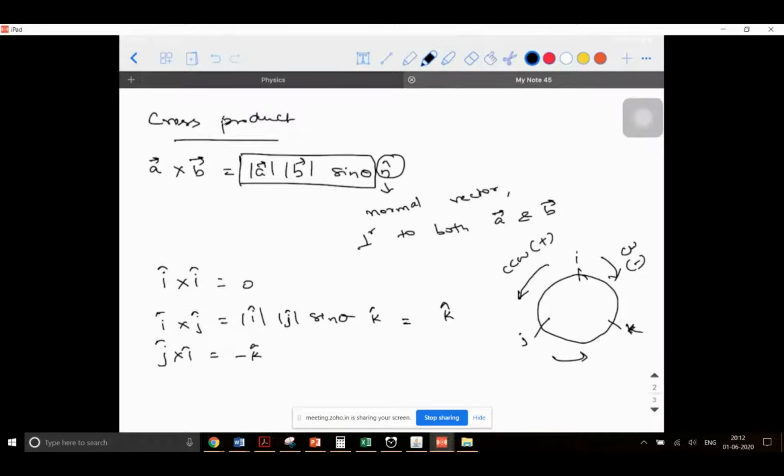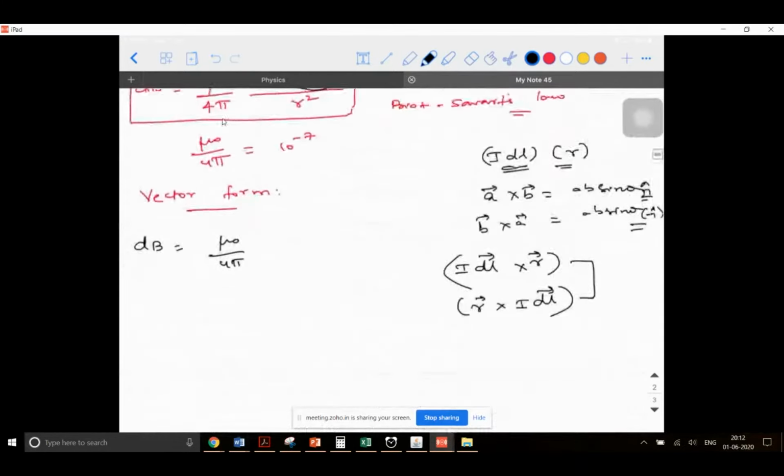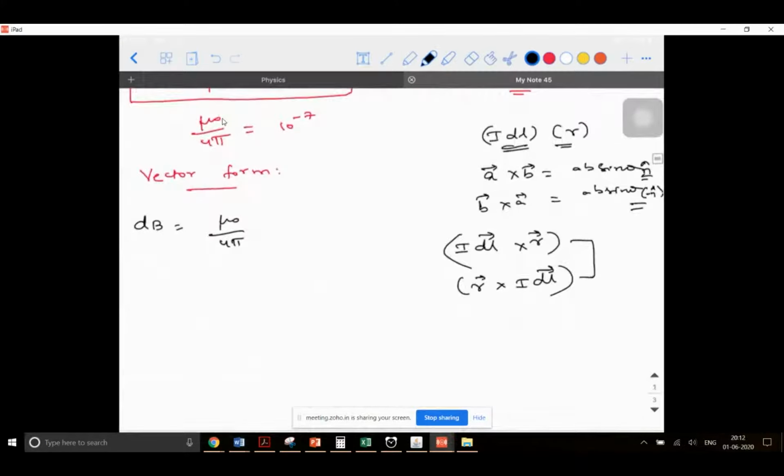Similarly, I cross K, I'm coming in the clockwise direction. I cross K will be minus J, J cross I is minus K, and K cross J is minus I. So that is how it goes. It's a simple theory. Based on these two rules only, I will be able to make a decision between what I'm supposed to write. So you need to have a clarity of this.